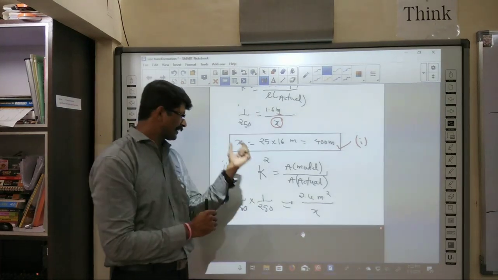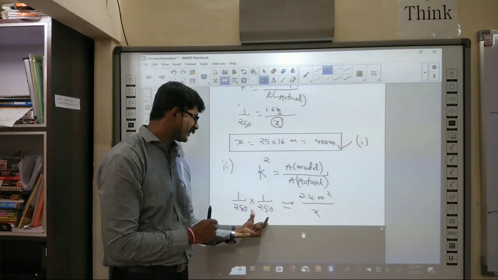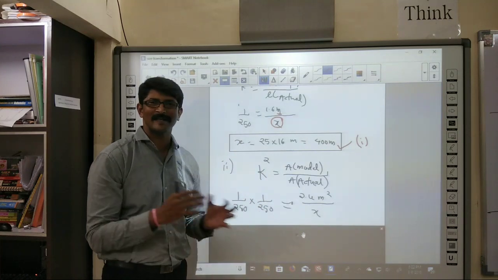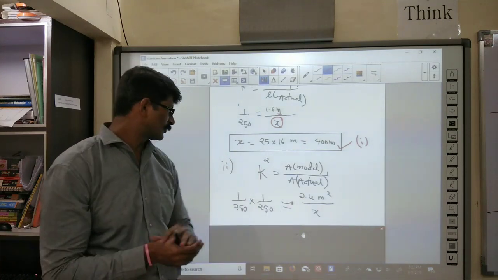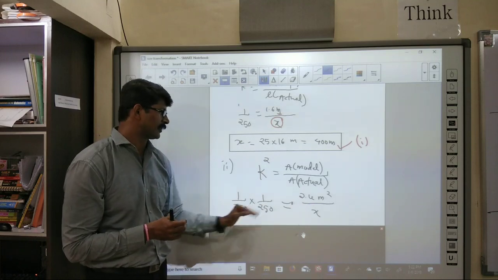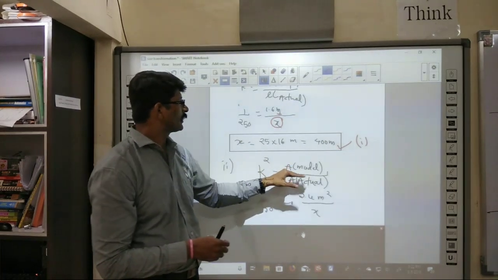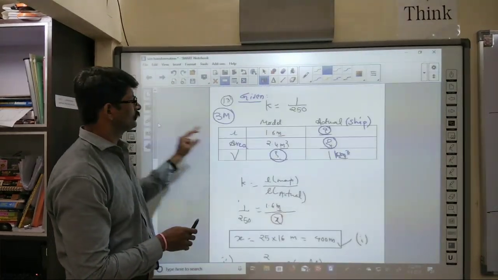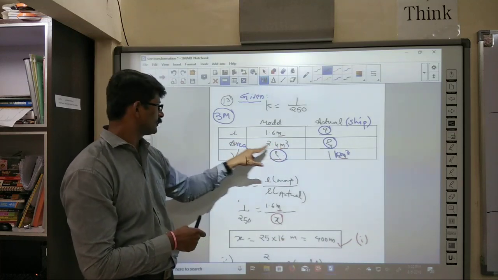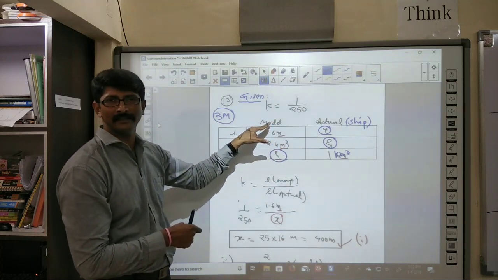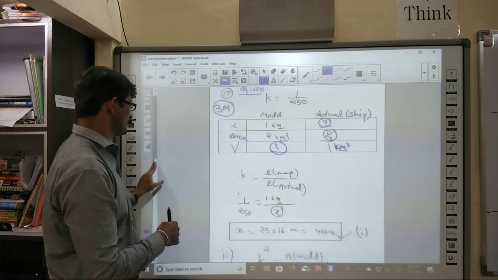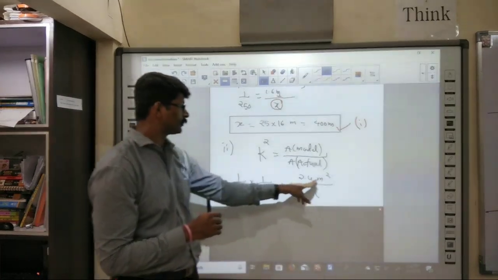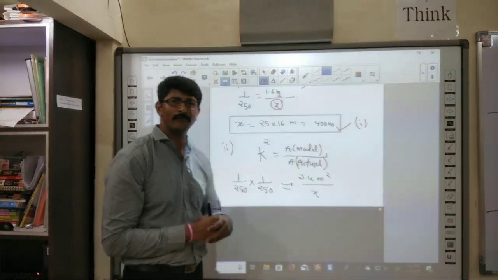Many people write k square, but they write only 1 upon 250. That goes actually wrong. So make sure that you've written it 2 times. So what is the area of the model? It is given over here, students. Look at this, 2.4 meters square, isn't it, students? So 2.4 meters square was the area of the model. So do substitute properly. 2.4 meters square is the area of the model.